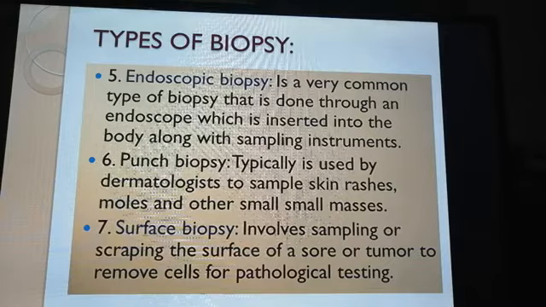Number 6, punch biopsy typically is used by dermatologists to sample skin rash, moles, and other small masses. Number 7, surface biopsy involves sampling or scraping the surface of a sore or tumor to remove cells for pathological testing. So in surface biopsy, we sample or scrape the surface of a sore or tumor to remove cells for pathological testing.